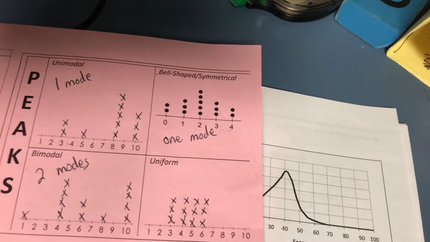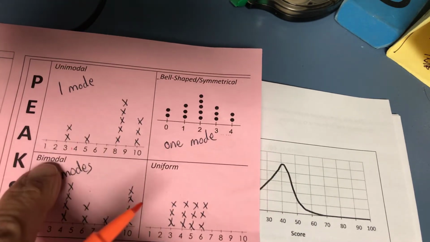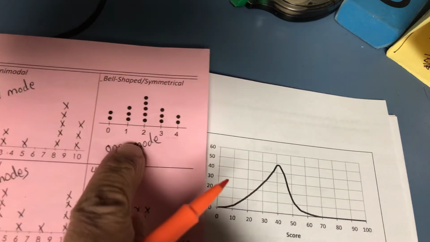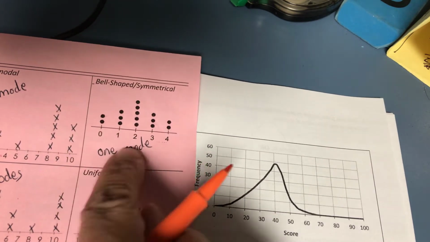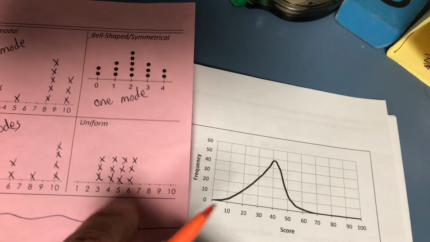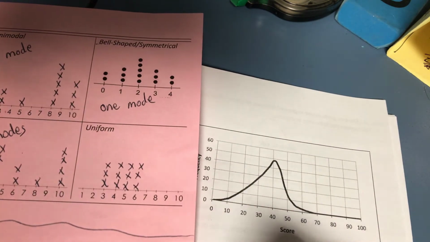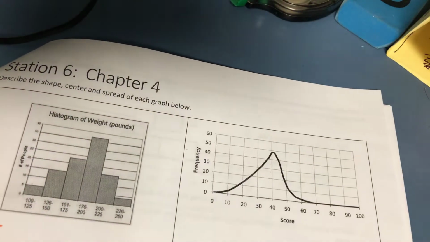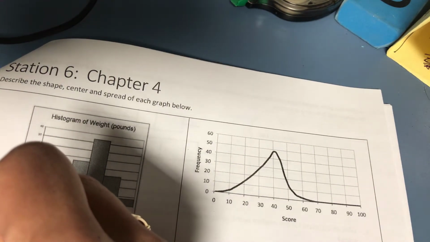So just showing you this page again one more time. With the peaks, there might be one mode, it's unimodal, two modes, it's bimodal. If it's symmetrical, then it's called bell-shaped, because there's one mode. And then there's uniform, which just means there wasn't a mode. Pretty much everything's the same. So we're looking for one peak or two peaks. This definitely has one clear peak, and it's not symmetrical. So we're going to call this unimodal.